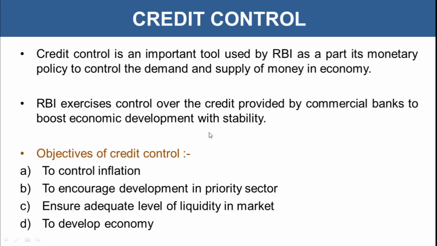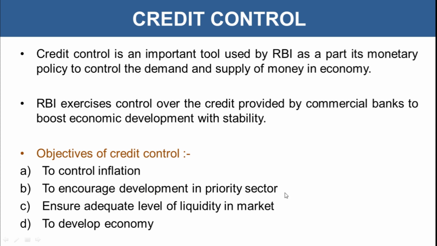Objectives of credit control. So first is to control inflation. We already discussed how RBI tries to control the situation of inflation or recession. It tries to control the money supply in the economy. And to control the money supply, it controls the credit which is provided by commercial banks to the public in the economy. Second, to encourage development in priority sectors.